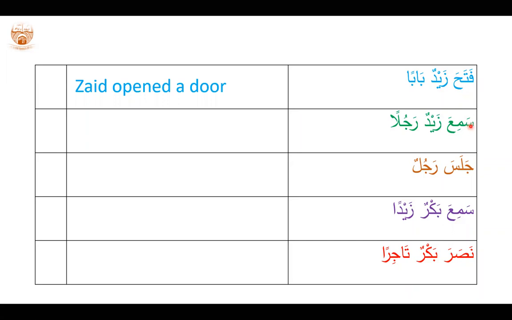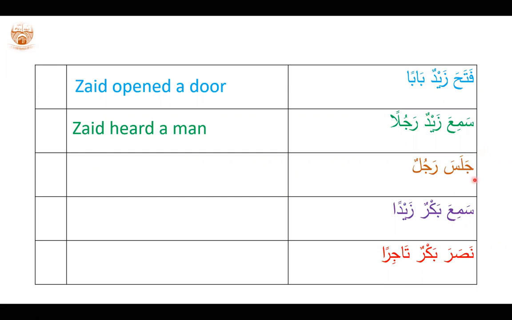Then we have the next sentence here. Sami'a Zaidun Rajulan. Again, what have we observed? We have observed that we have a subject and we have an object. What does it tell us? The verb is transitive again. A transitive verb allows for an object. So Zaid is the subject, the fa'il. It exists in the case of rafa. Sami'a Zaidun. Who did Zaid hear? Rajulan, a man. And here, the object exists in the case of nasb with fatha. Okay? So you have Zaid heard a man.